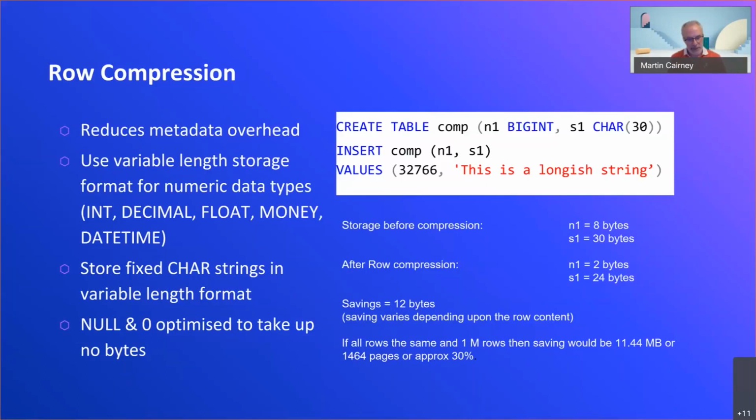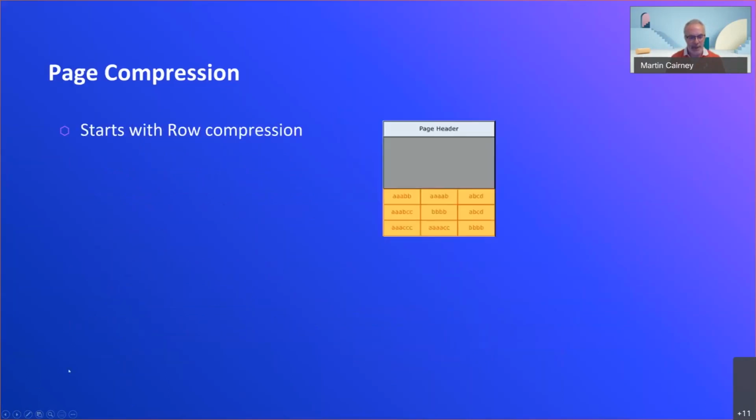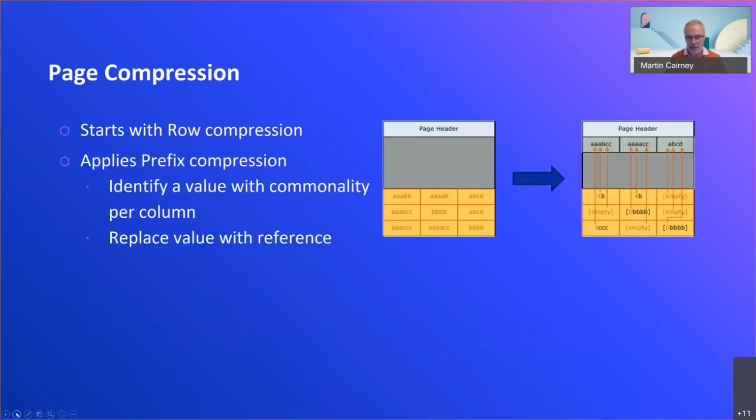Things like nulls and zeros are optimized to take up no space. So even on something as simplistic as this, we can reduce quite a significant amount on that row, down to about 30% of the storage space over 1 million rows. That's not a bad bit from there. So page compression, we'll start with the row compression algorithm first of all.